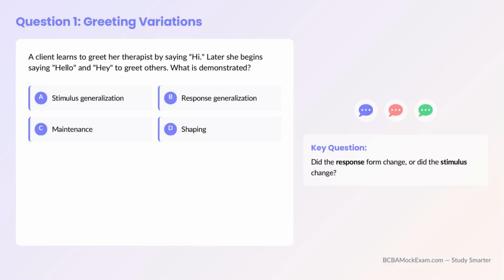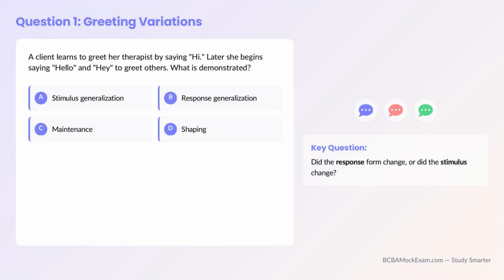A client learns to greet her therapist by saying hi. Later, she begins saying hello and hey to greet others. What is demonstrated? A. Stimulus generalization. B. Response generalization. C. Maintenance. D. Shaping. Take a second. Which one would you choose?